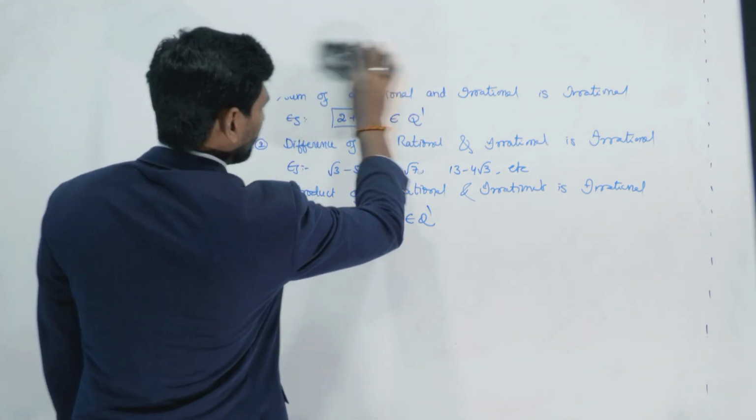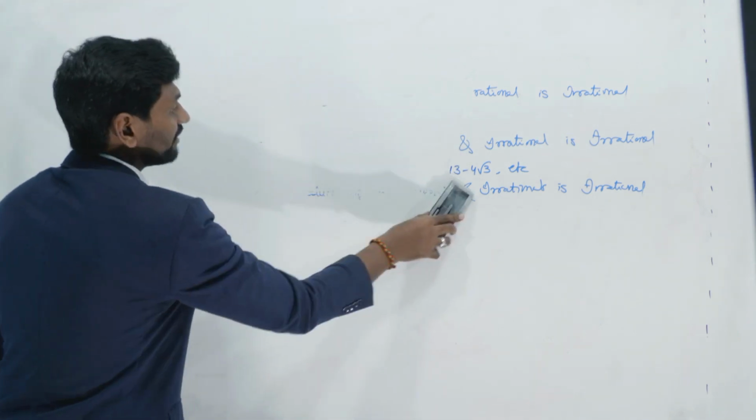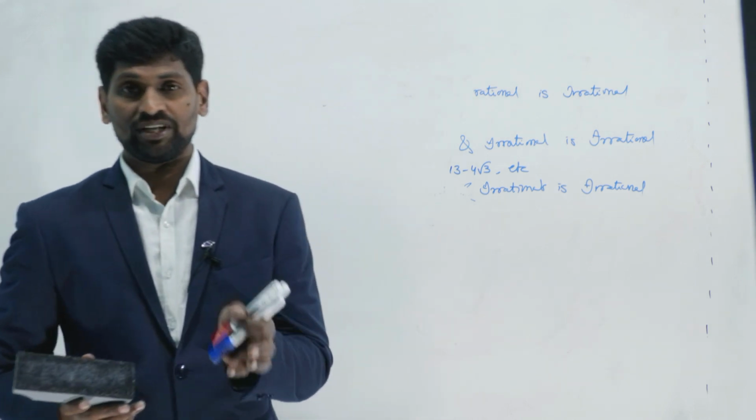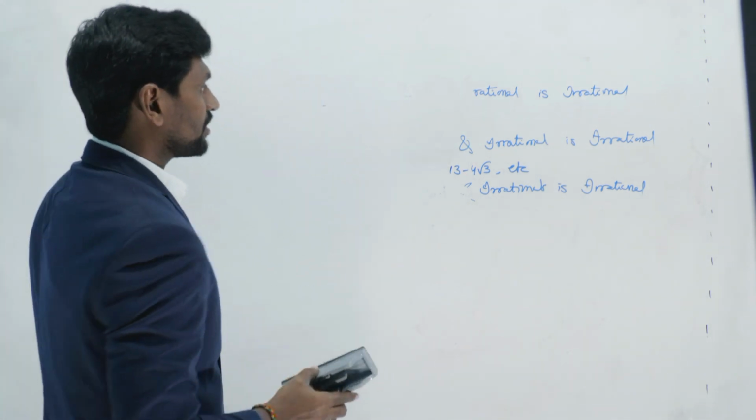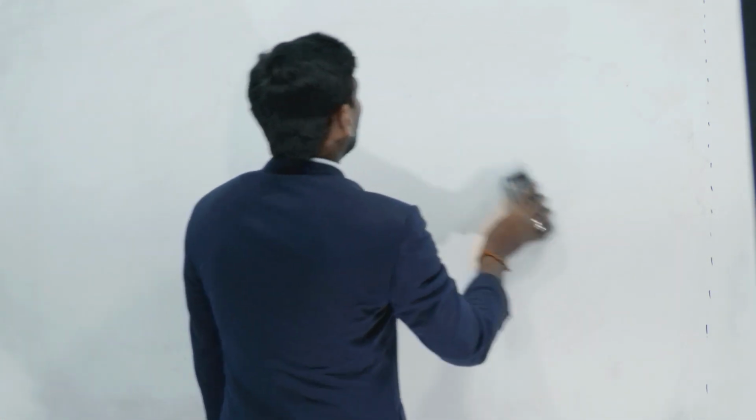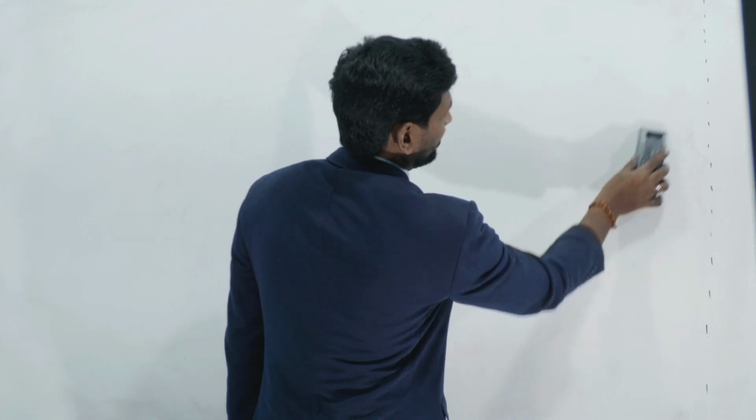P by q form numbers are rational, which we can write in the form of p by q, and their decimal form is terminating decimal or non-terminating repeating decimal. Irrational numbers are numbers that cannot be written in the form of p by q. The decimal form of an irrational number is non-terminating, non-repeating decimal. So let us see some problems based on this concept. After the problems, let us go to the remaining concepts.